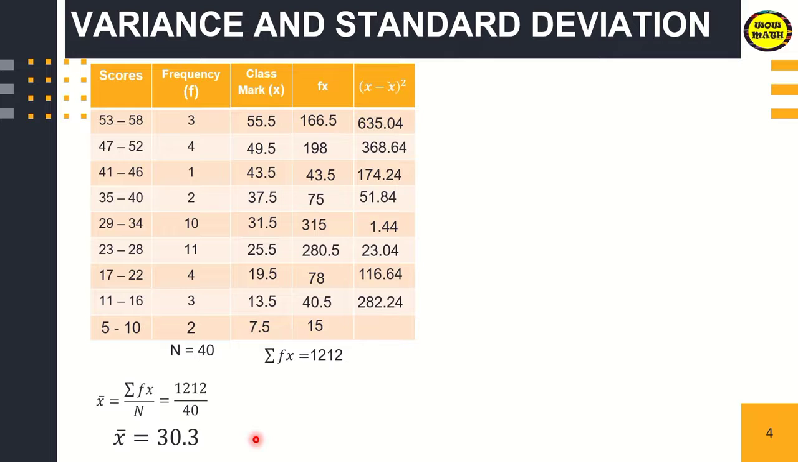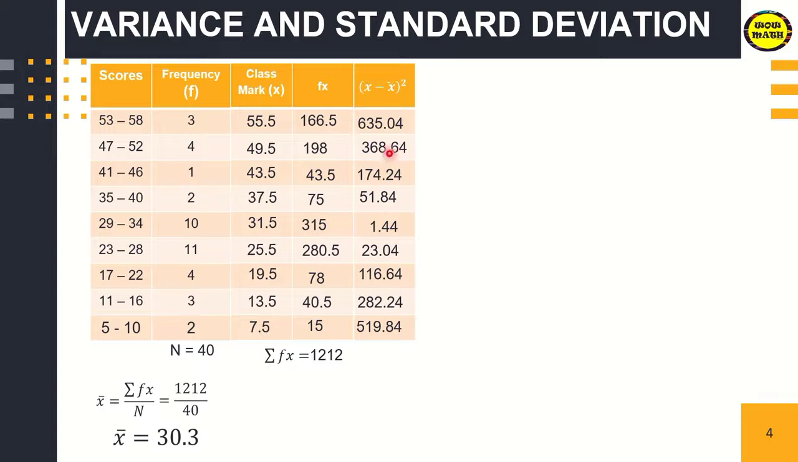And that is 282.24. And next, and last, in the last row, 7.5 minus 30.3. So, negative ang sagot dyan. Pero kapag in-square natin, still positive. Dahil negative times negative ay positive pa rin. So, that is 519.84.